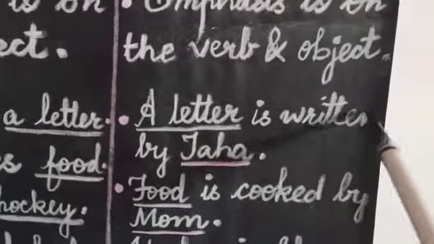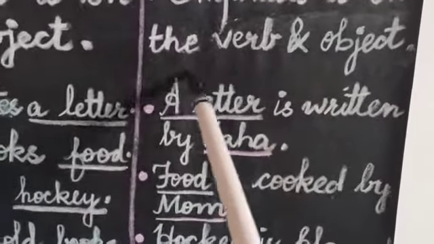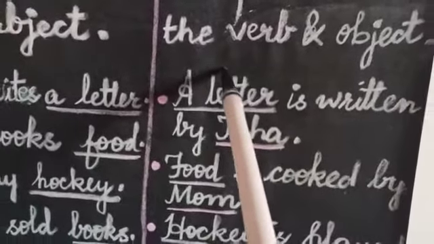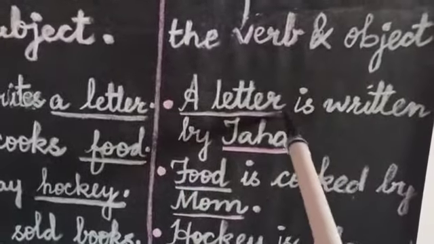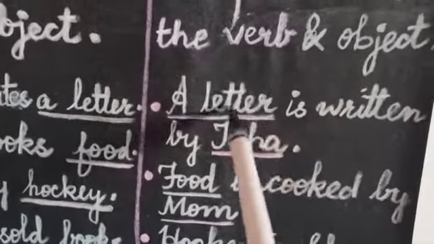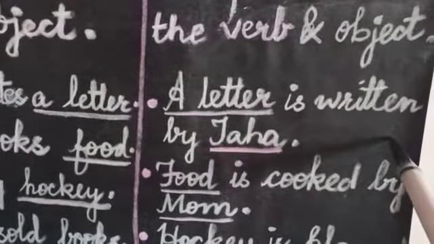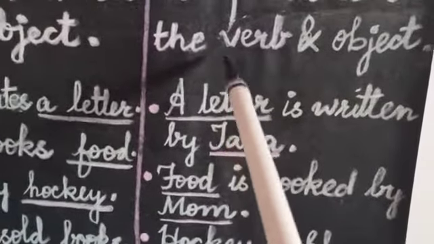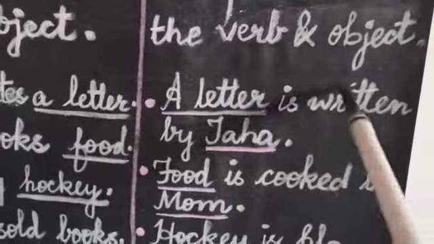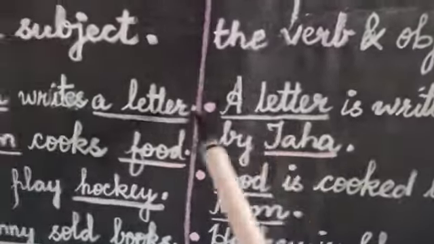A letter is written by Toha. Here a letter, we are talking about the letter. So the letter is the subject. We are speaking about the letter. But the letter is not the doer of this action, written. It is the receiver of this action. So we can say that this sentence, a letter is written by Toha, is in passive voice.